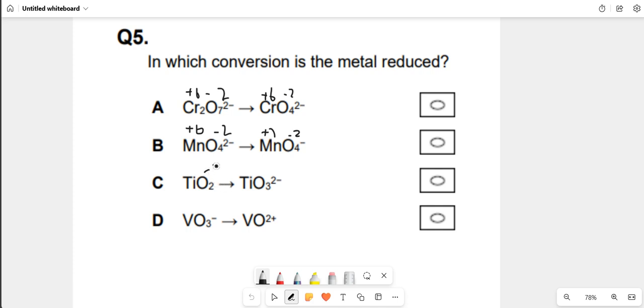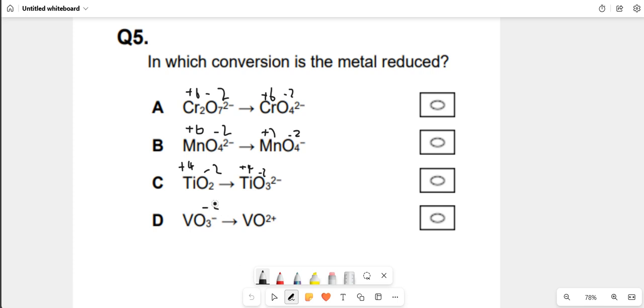TiO2: minus 2, 4 plus 4. You get that. Easy. Minus 2 times 2 is minus 4, so then Ti must be plus 4 to balance that. O3, so that's minus 2, minus 2 times 3 is minus 6, and then I need to add up to 2 minus. So it's also going to be plus 4, right? 4 minus 6 would be minus 2. So Ti didn't change there either. So it has to be D, but let's just see D anyway.